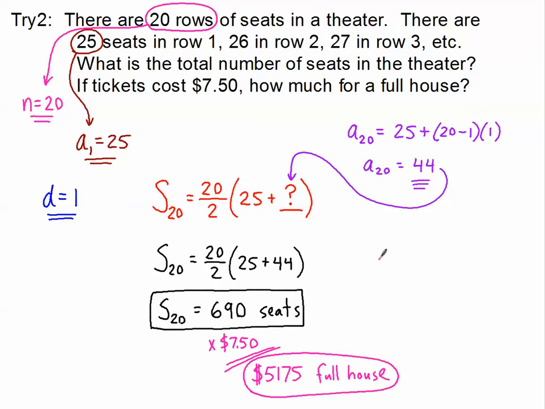Okay, so what I needed was a sub 20, so I used my first formula from today's tutorial, and a sub 20 will be the first term, which is 25, plus 20 minus 1, that's n minus 1, times d again, which is 1. Multiplying all that together, I get 44, so that's how many seats are in the 20th row. So I put that right into my formula, and then I can calculate my whole sum, which was 690 seats. And so that's the first answer. And then when I multiply, of course, by 7.50, I get my total for a full house would be $5,175. And of course, I use my dollar sign and I use my word seats because word problems end in words.